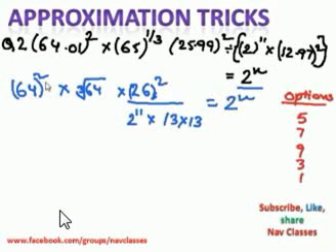Let's see 64. How much power should we give to make it 2 power something? See, 2 multiplied by 2 is 4, multiplied by 2 is 8, multiplied by 2 is 16, multiplied by 2 is 32, and multiplied by 2 is 64. So we have 2 power 6 is equal to 64. But remember, here it is 64 square, so we have to add the square. 2 into 6 is 12, so 2 power 12.